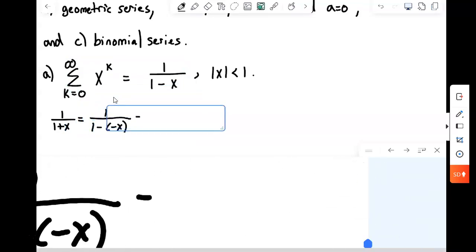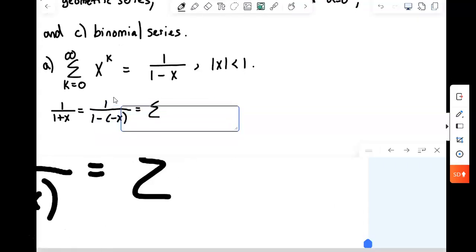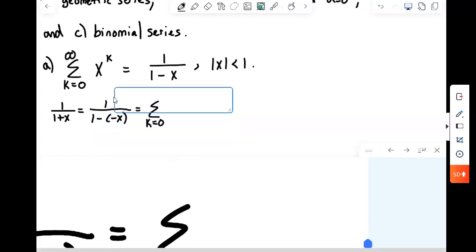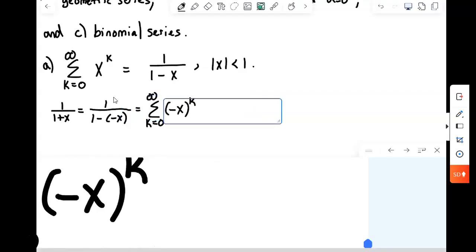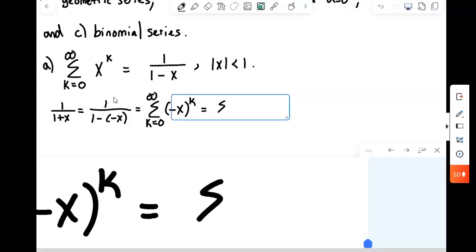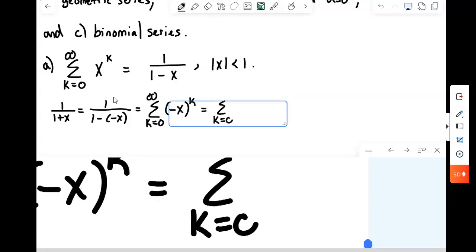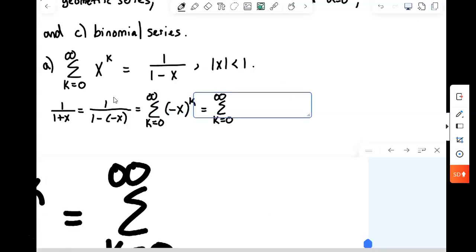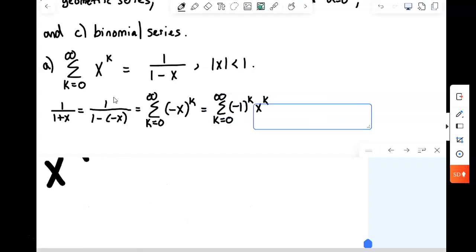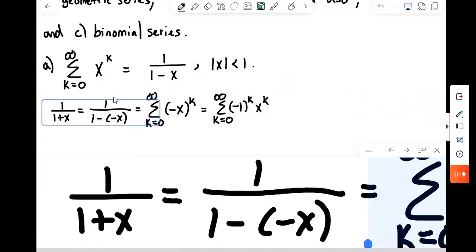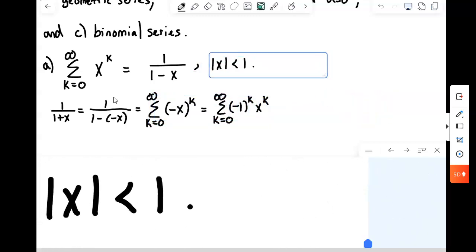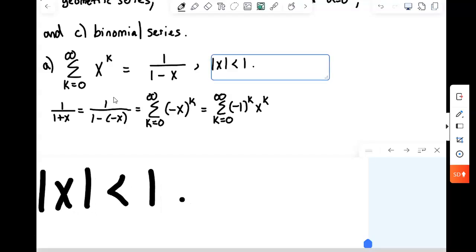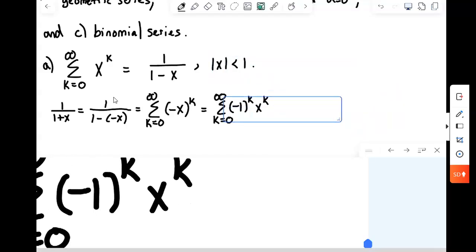And what would that be? That would be the series, the sum, as k goes from 0 to infinity, of minus x to the k. Well, we can pull the minus sign out and get the series k equals 0 to infinity of minus 1 to the k, x to the k. And so that would be the series for 1 over 1 plus x. And that'll again converge as long as the absolute value of minus x is less than 1, which would be when x is between minus 1 and 1.